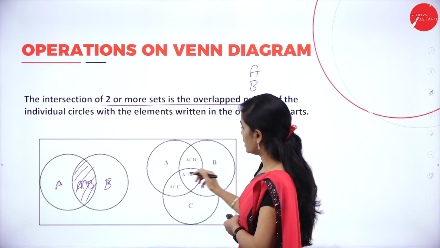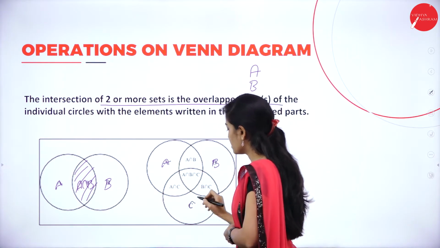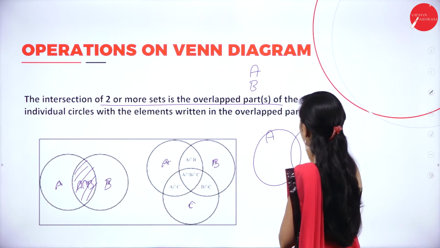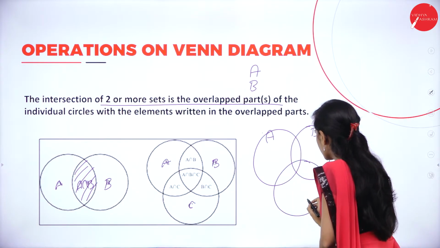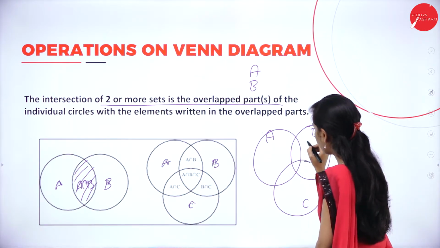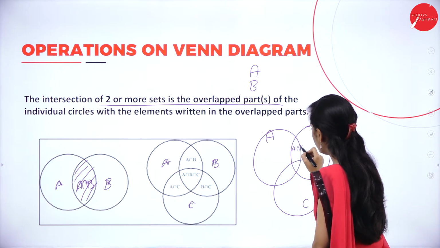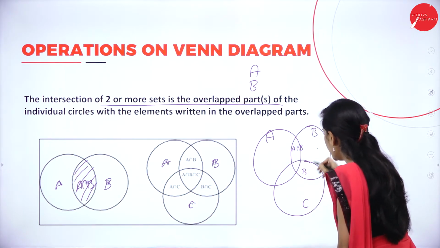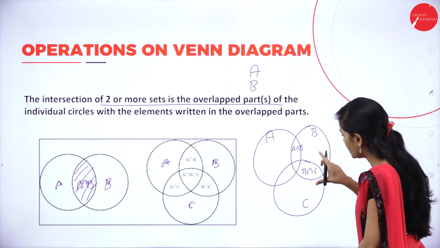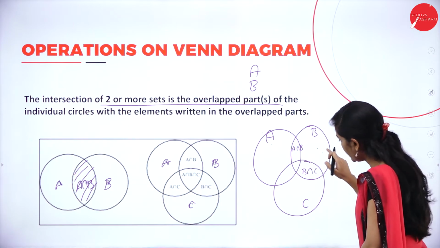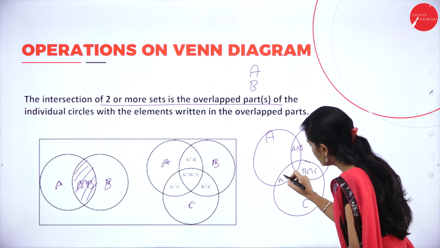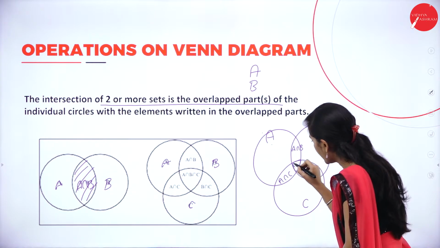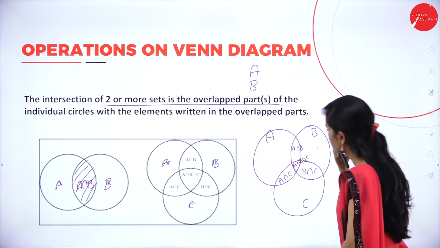If you get 2 or more sets, how do you draw the Venn diagram? Here I have 3 sets, set A, set B and set C. Inside the overlapping areas, how do we represent 3 sets? This is set A, set B and here set C. This overlapping region is A intersection B. This region is B intersection C. This is A intersection B, B intersection C, and this is A intersection C. Clear? And this small region is called A intersection B intersection C.